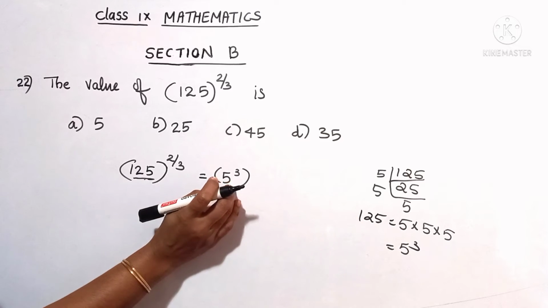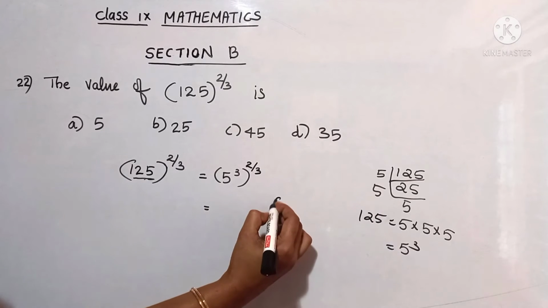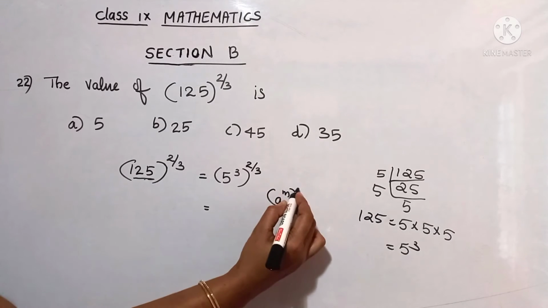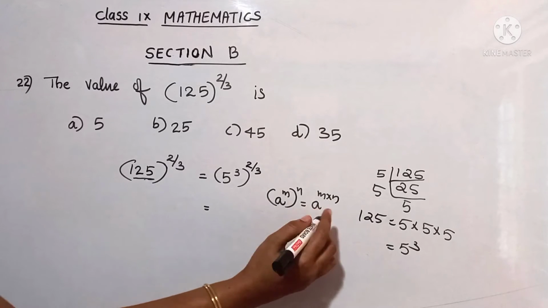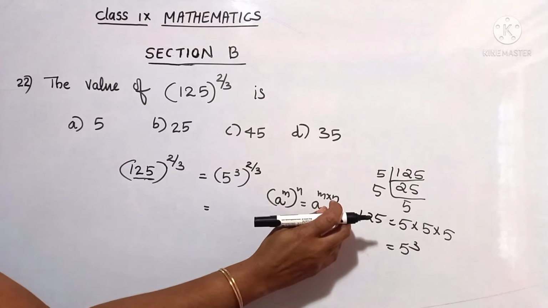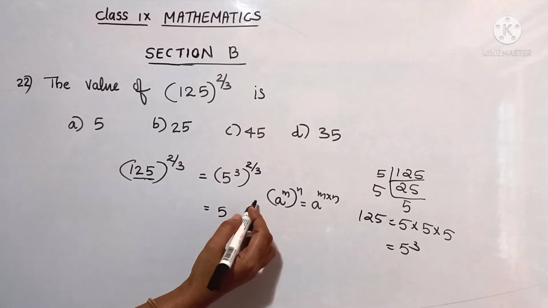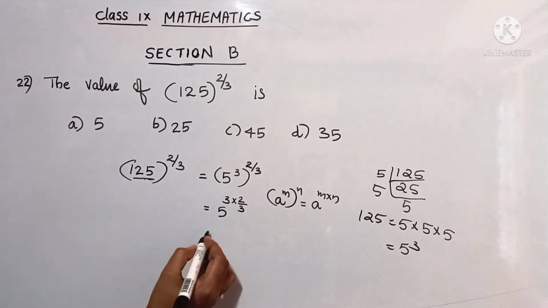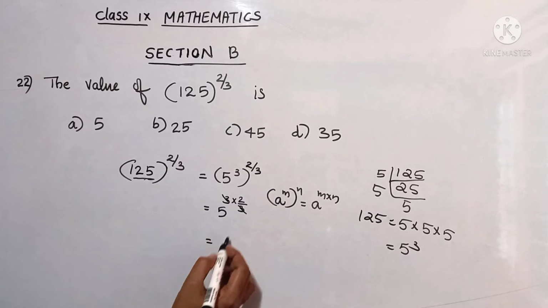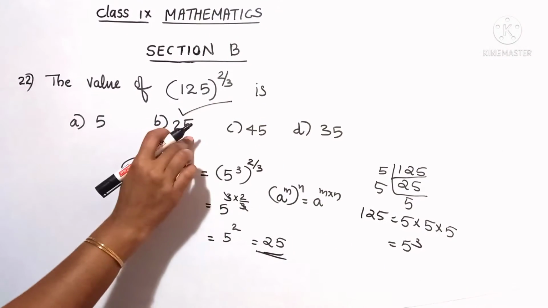So we have rearranged this 125 as 5 cube, the whole raised to the power 2 by 3. Instead of 125, here we give 5 cube. Then this is of the form a raised to m, the whole raised to n, is equal to a raised to m into n. We have to apply the exponential law. Here instead of a, 5, and the exponents m and n, 3 into 2 by 3. Multiply the exponents. That is equal to, 3 and 3 can be cancelled here, and we are getting 5 square. 5 square is equal to 25, we know. So our answer is 25, option B.